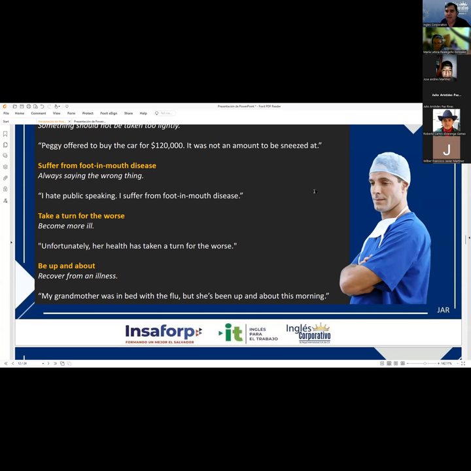Passed on. What's the meaning? He died. Eventually passed away. Passed away or passed on means he died. Okay, he hung the tennis, he hung the gloves. Or in Spanish, estirar la pata, right? So, it's an idiomatic expression. Okay. So, unfortunately, her health has taken a turn for the worse.